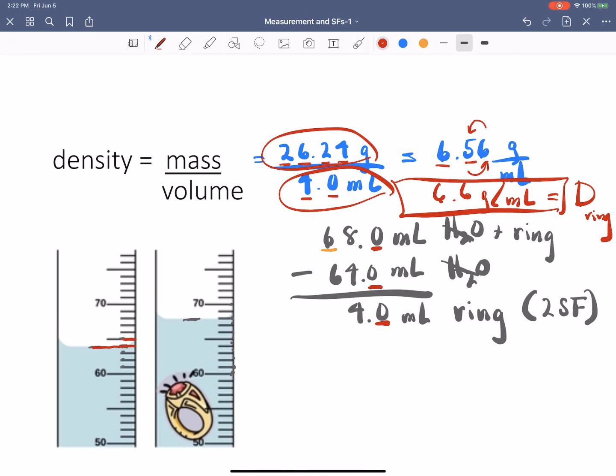Okay, so that's your crash course in sig figs and using sig figs in calculations after measuring.